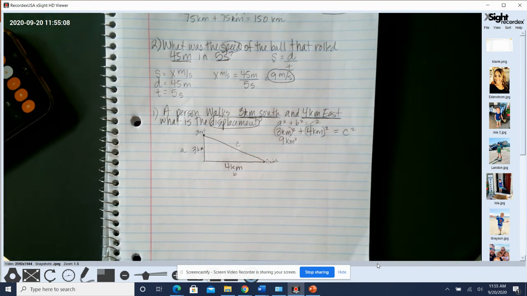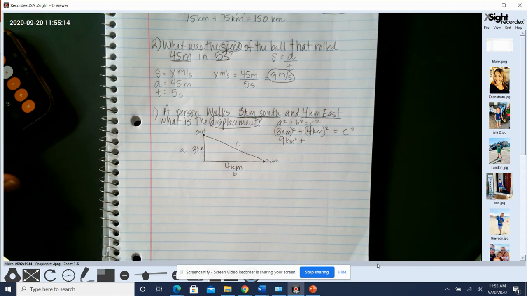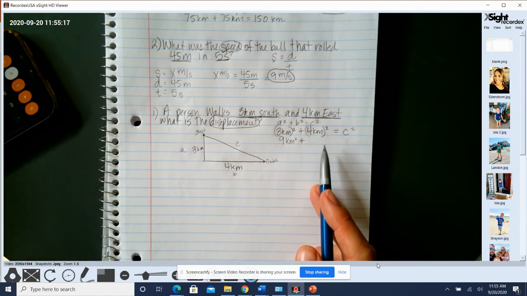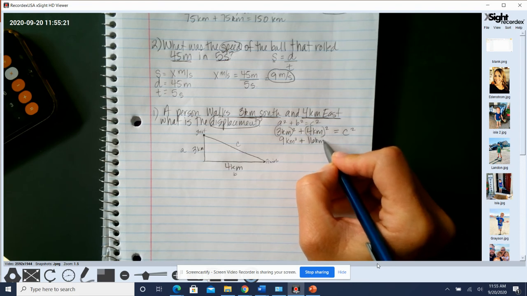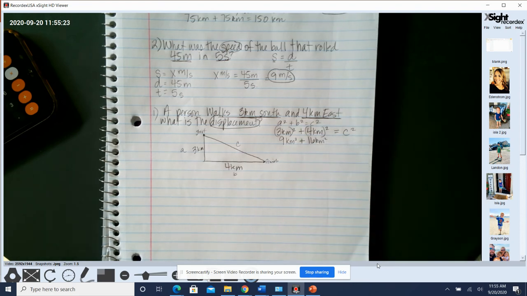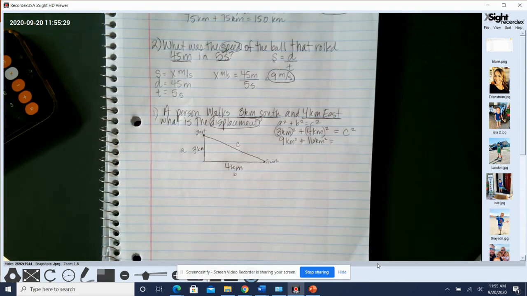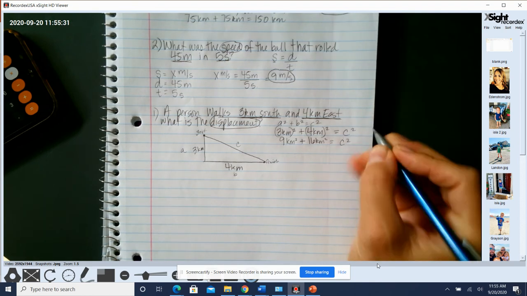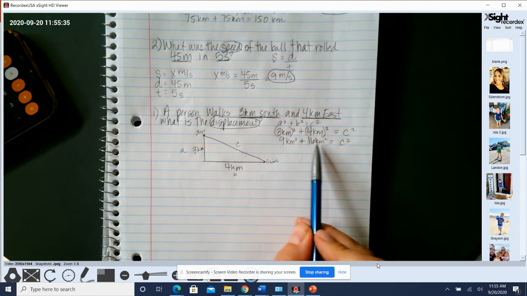Okay, so now I have 9 kilometers squared, plus I got to do the same thing with 4. So I know that 4 times 4 is 16, but again, if you need to use your calculator, that's fine. So 16 kilometers squared. Don't let that worry you, because we'll get rid of that squared soon, because we're going to have to get rid of the squared on the c. Equals c squared. So notice I just dropped it down. We didn't do anything with c yet.